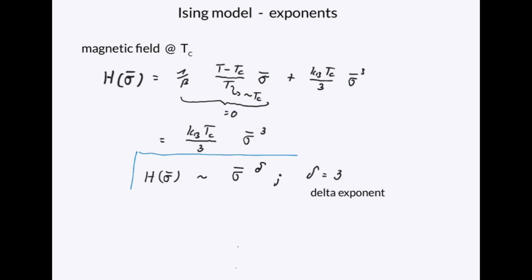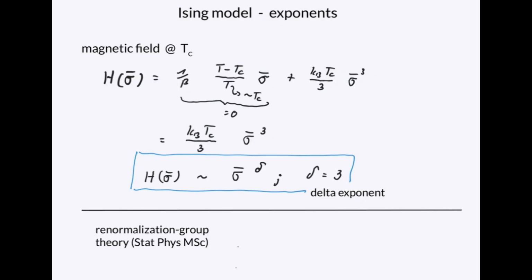Those exponents that we calculated have an immense importance in extended theories and are solely determined by the dimensionality of the problem and the symmetries in the problem. This is a theory that we will come across in statistical physics of the master's programs and is called the renormalization group theory, which relates the different critical exponents to each other.